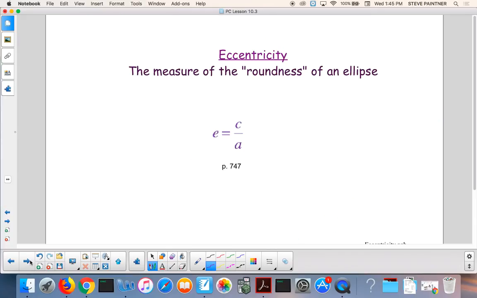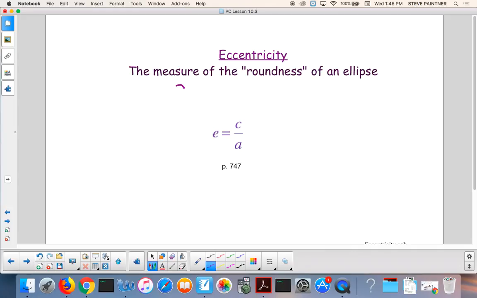This is, I think, the only new actual concept for today. It's just a measure of the roundness of an ellipse. It's called the eccentricity. So the eccentricity, E, is defined to be C divided by A. What's C again? C is the distance from the center to the foci. What's A? Yeah, it's the distance from the center to your vertex, which is on your major axis.